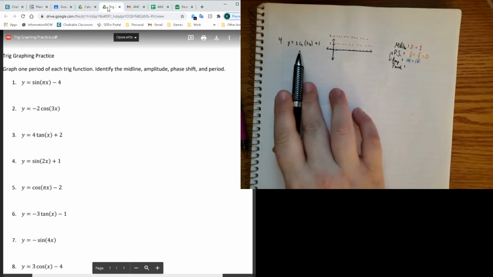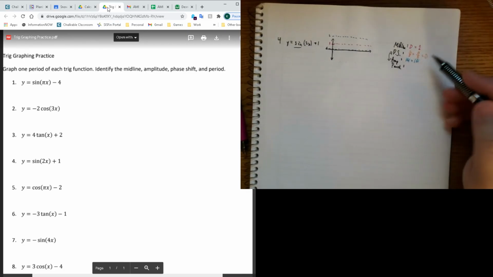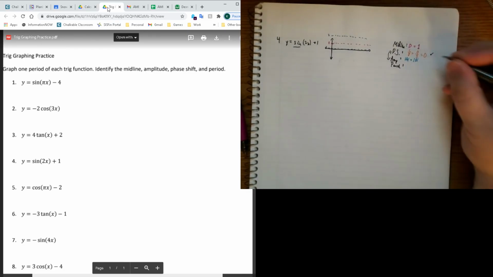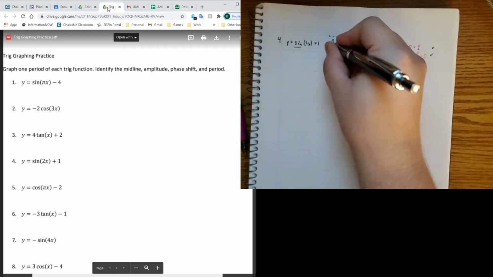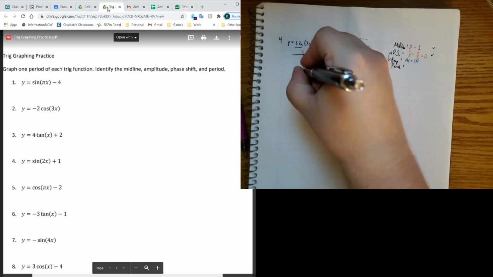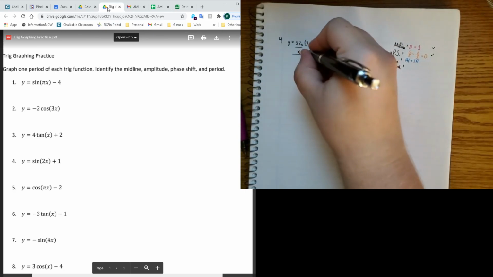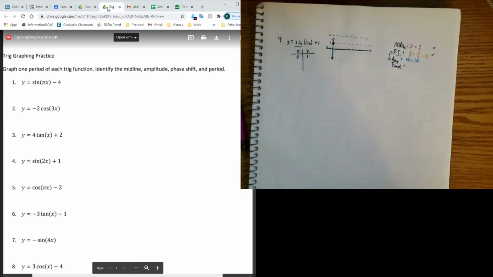Since it is the sine function, your starting place is always on the phase shift, on the midline. So this tells me that my first dot goes right here. In this case, in my chart of x's and y's, my first dot would go at 0, 1.